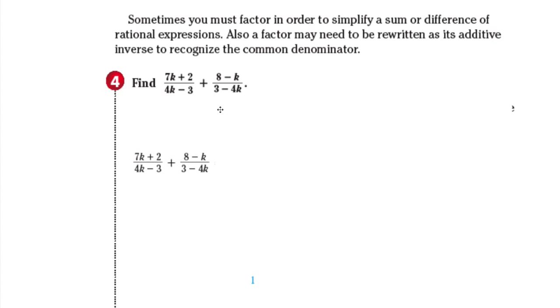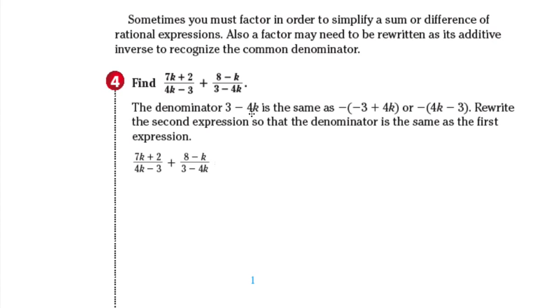Then we'll look at example 5. So we have 7k plus 2 all over 4k minus 3, plus 8 minus k all over 3 minus 4k. If you notice, 4k minus 3 is not the same as 3 minus 4k. But if we factor out negative 1 from 3 minus 4k, this is what's going to come out.